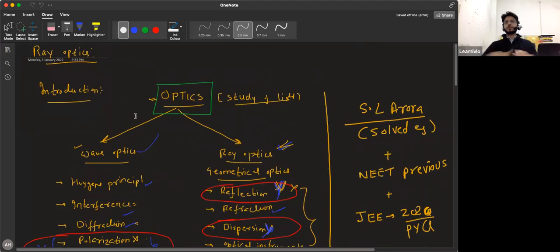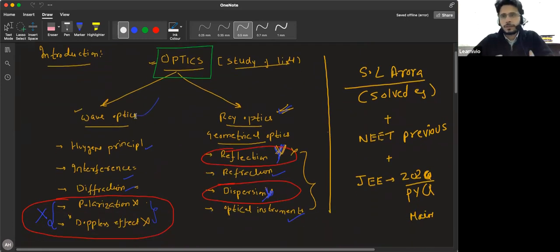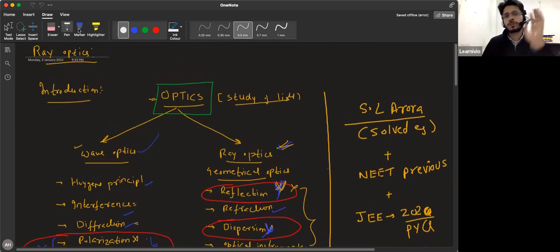What's the basic difference between wave optics and ray optics? When we study wave optics, we consider light as a wave. But in ray optics, we consider light as a geometrical object, one that you must have studied in your early geometry classes, class 6, class 7. In Euclidean geometry, there was a concept of one geometrical object, which is known as a ray.